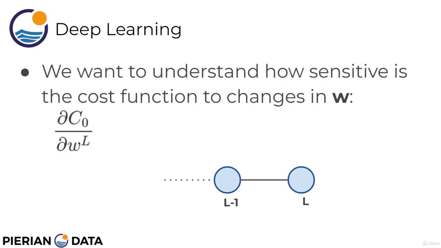So what we actually want to understand is how sensitive is the cost function to changes in w. And this is where partial derivatives come into play, because we want to figure out the relationship between that final cost function and the weights, in this case, at the layer L. So we're going to take the partial derivative of that cost function with respect to the weights in layer L.